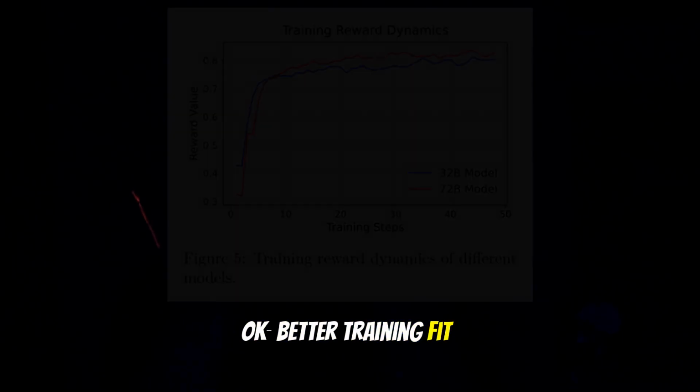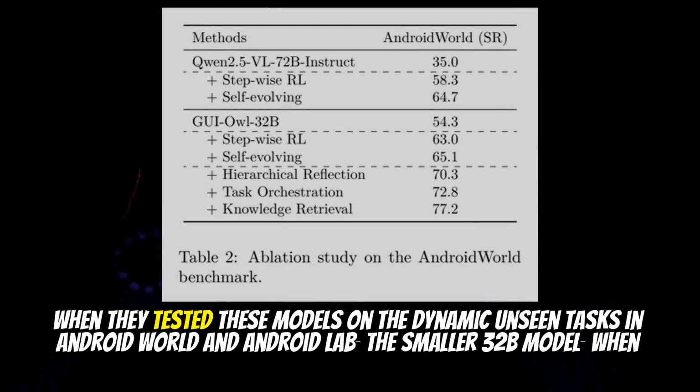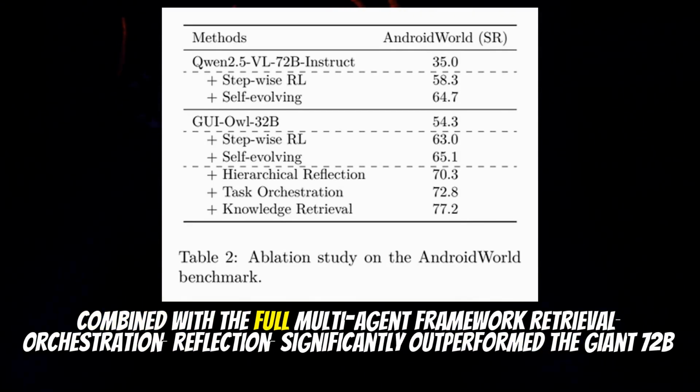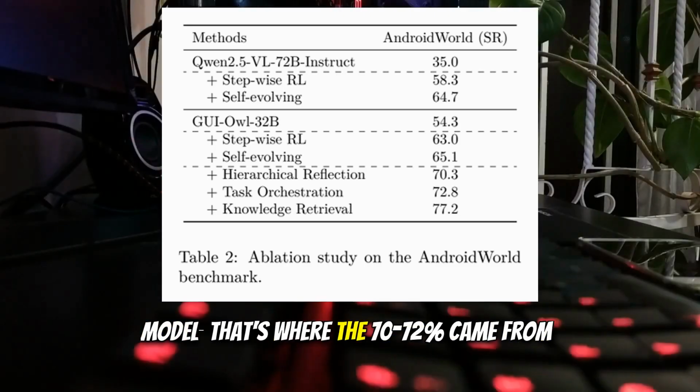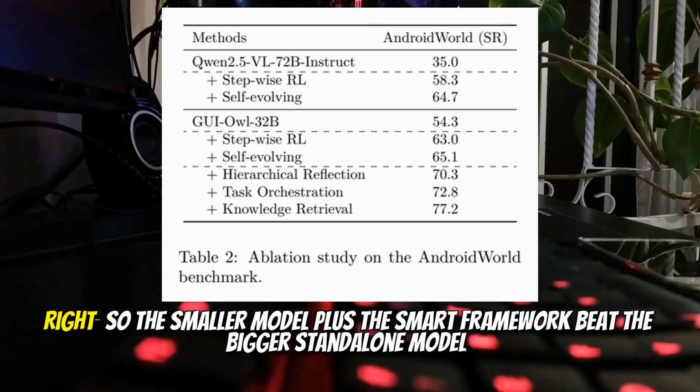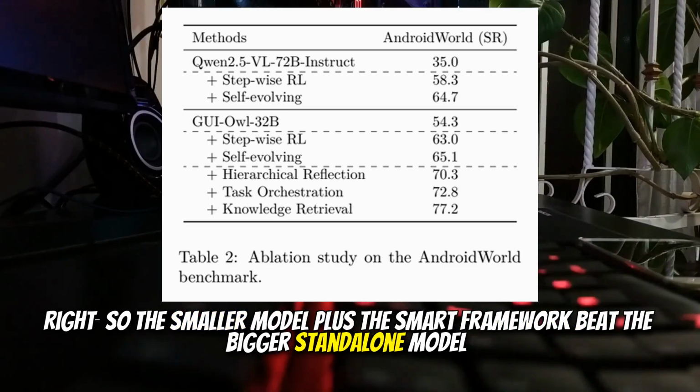Okay, better training fit. But, and this is the key part, when they tested these models on the dynamic unseen tasks in AndroidWorld and AndroidLab, the smaller 32B model, when combined with the full multi-agent framework, retrieval, orchestration, reflection, significantly outperformed the giant 72B model. That's where the 72% came from. Right, so the smaller model plus the smart framework beat the bigger standalone model.